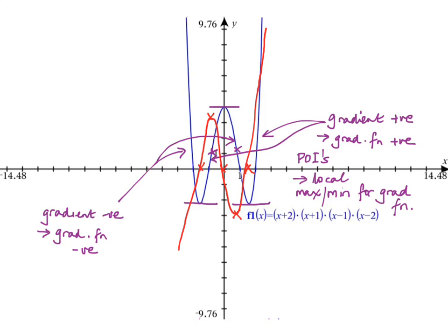If you look at that, you'll see that it corresponds exactly. The negative parts of the gradient function are where there's a negative gradient on the blue function. The positive parts on the gradient function correspond to where there's a positive value of the gradient of the blue function. The points where there's the 0 points on the red function correspond exactly to the local maxima or minima on the blue function, and the POI, the points of inflection on the blue function, correspond exactly to the local maxima or minima on the red graph.